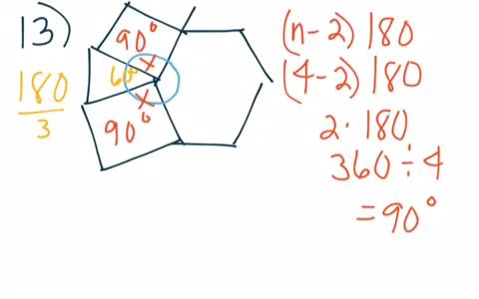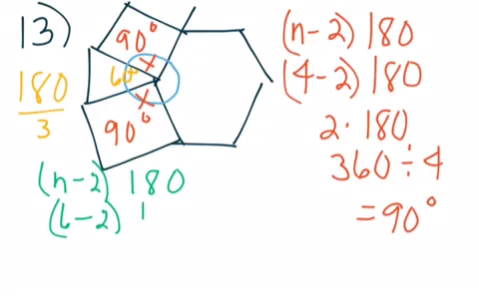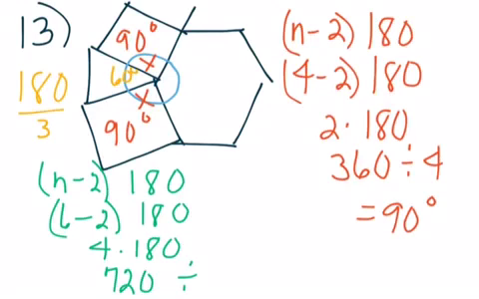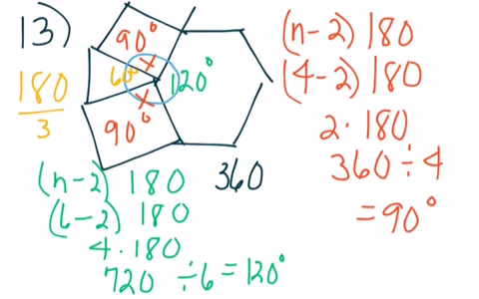Then the other shape is a hexagon. So we would do the n minus 2 times 180. So that's 6 minus 2 times 180, which is 4 times 180, which is 720 degrees. But when you divide that by 6, so we can find each individual angle, that would be 120 degrees. So when you add the 4 angles together, you would have a total of 360 degrees. You should be ready to take quiz 5-3 and 5-4 at this time.